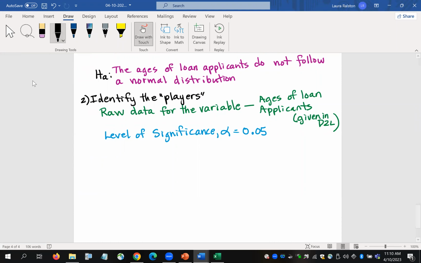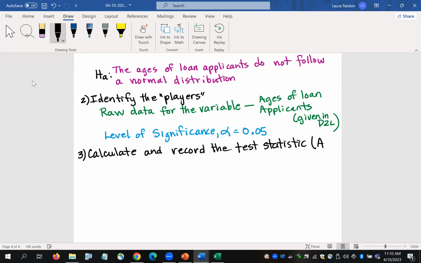Third step in the process is to calculate and record the test statistic, which will be Anderson-Darling, and its p-value.